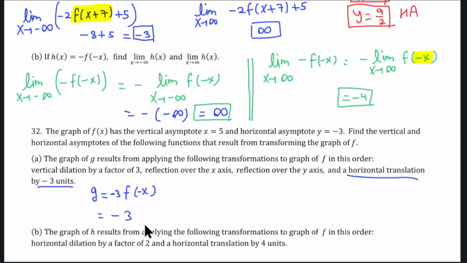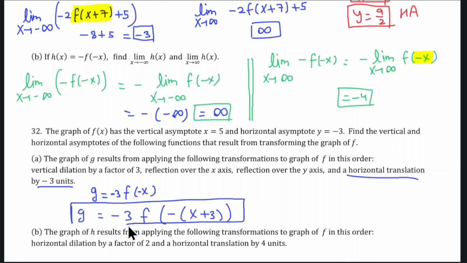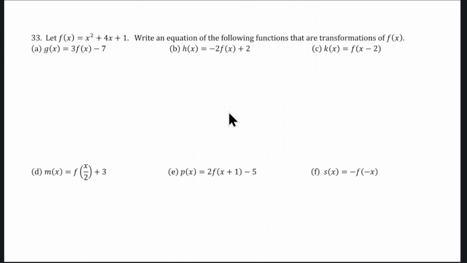So it will finally be negative 3 f of minus of, going left by 3 would mean that x is replaced by x plus 3. So just be careful to put parentheses. That's very important. So that's going to be your final function. So just use this and do the transformations.